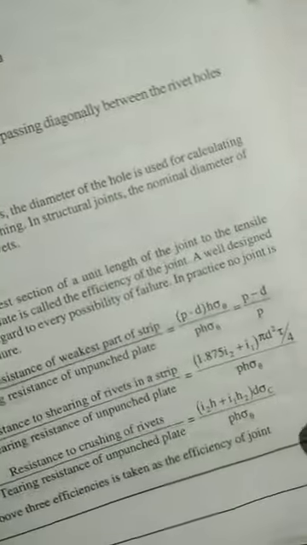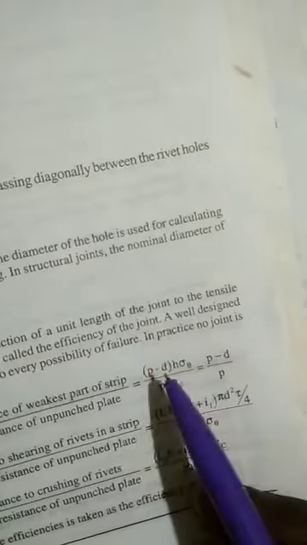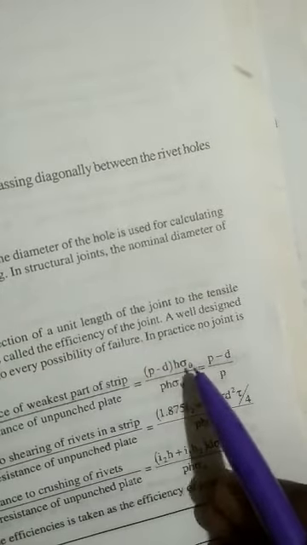Listen here. The formula is already given in the data book. For finding the tearing strength, you can see the equation (P minus d) t into sigma t. P means pitch, d means diameter of rivet, t means thickness of the plate, and sigma t means tensile stress. Then you will get the tearing strength.